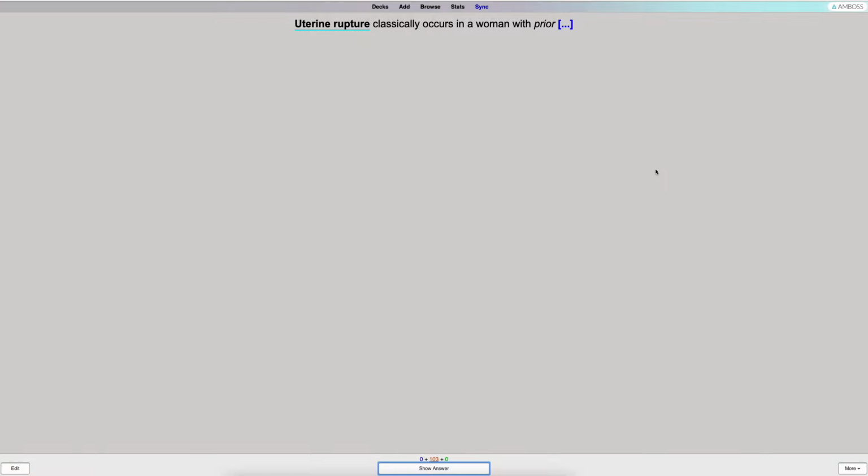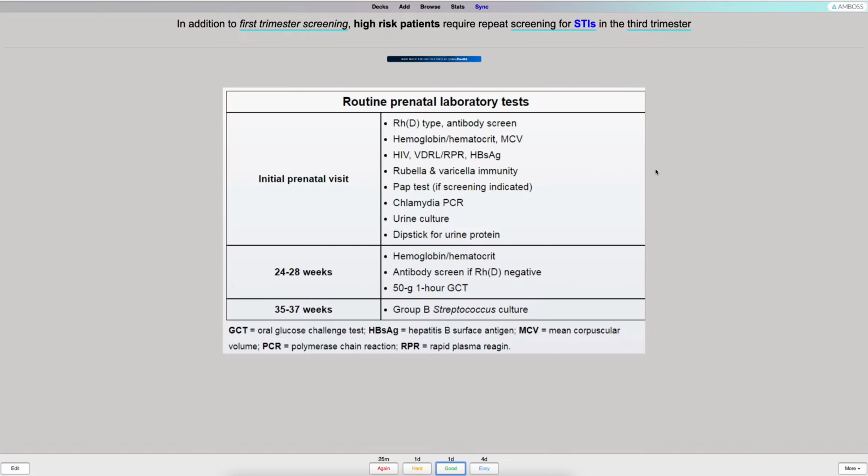Uterine rupture risk includes women with a prior C-section surgery, also preeclampsia. First trimester high risk patients require screening for STIs.